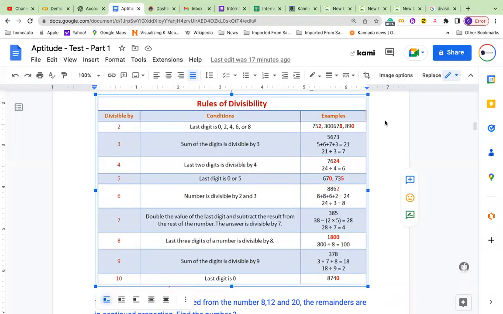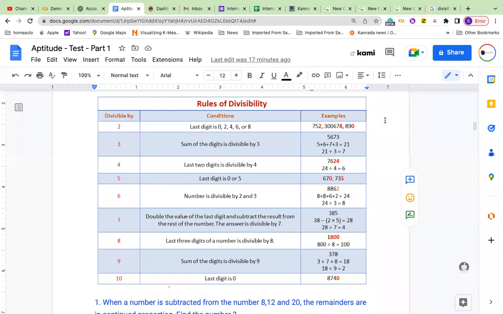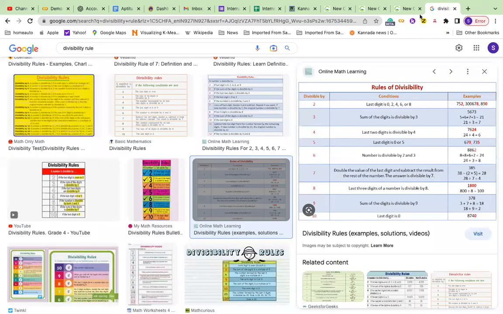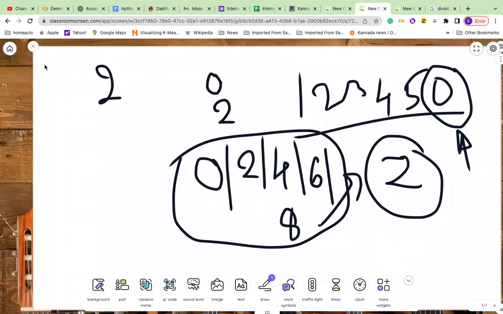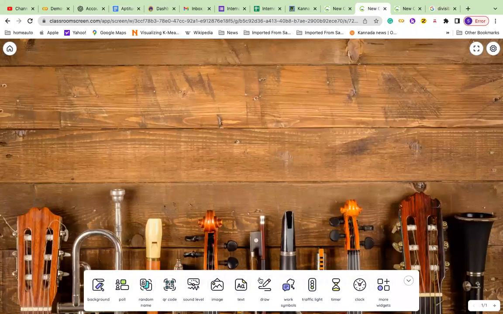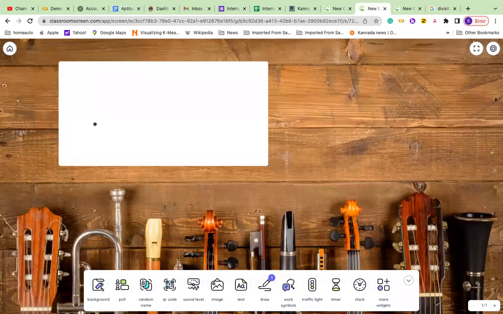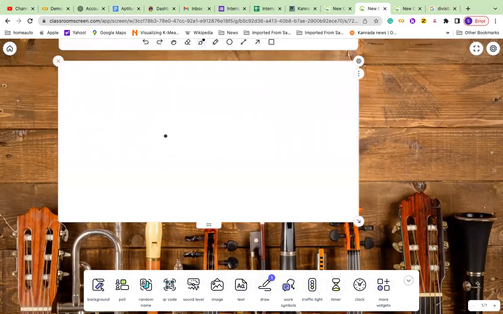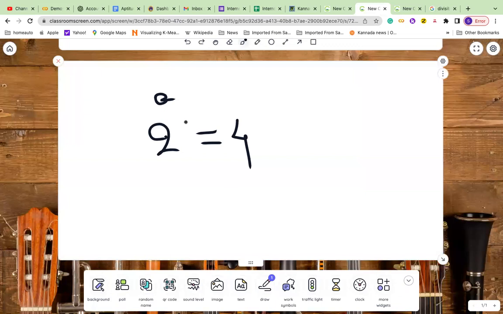Okay. The next one is divisible by 2, sorry, divisible by 4. So how should we check divisibility by 4? It is very, very easy. Two things we should think about. One thing is, what is 4 in terms of binary? 2 to the power of 2 is 4. Correct? So now it is to the power of 2.